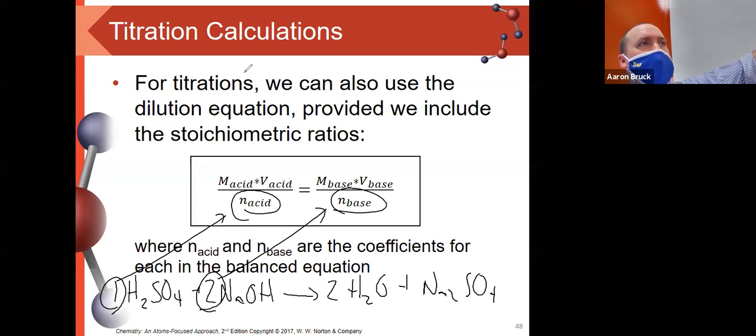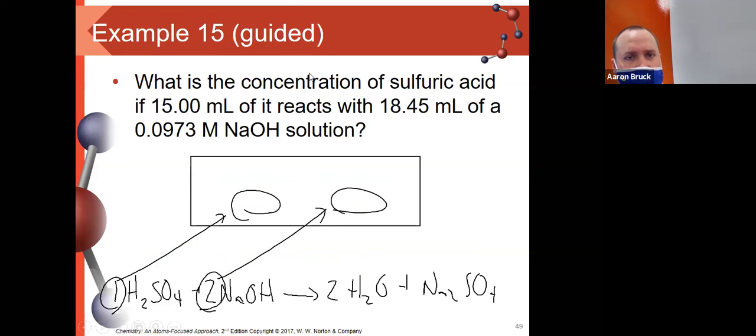Molarity times volume over coefficient for reactant 1 is equal to molarity times volume over coefficient for reactant 2. Now, usually we think of titrations as acid and base, but again, it doesn't have to be that way. And if I'm going from solution to solution, I can take this particular shortcut and work out okay. All right, let's do an example.